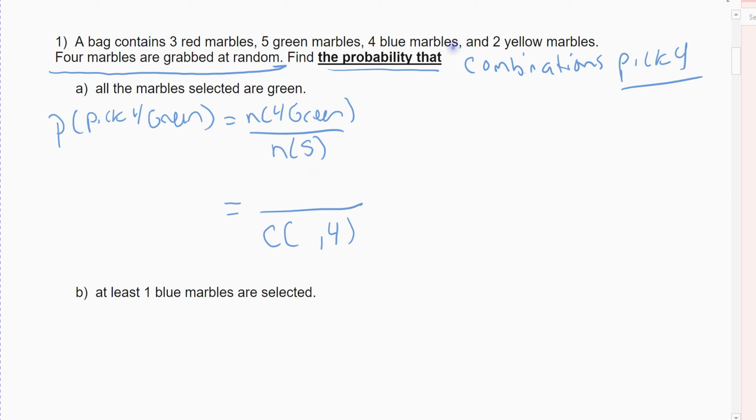So how many marbles do I have? I've got 5, 10, 14. So I can pick any of the 14 marbles. That's the universal. The event is that I pick 4 of the green marbles only. So it's combination. I'm only selecting 4 of the 5 green marbles.